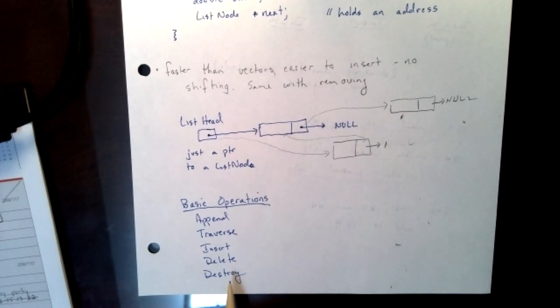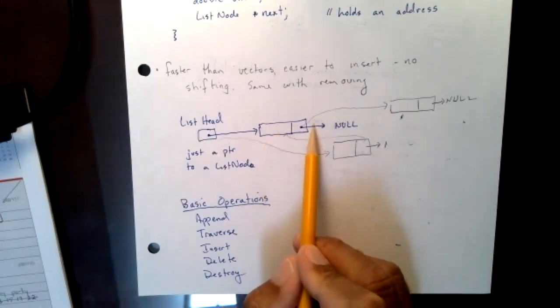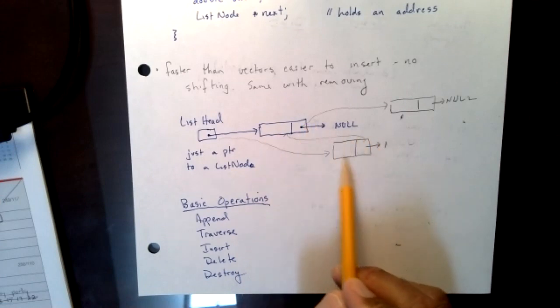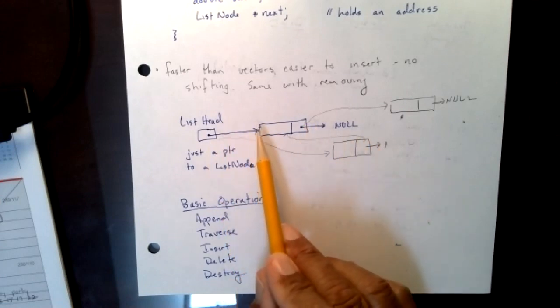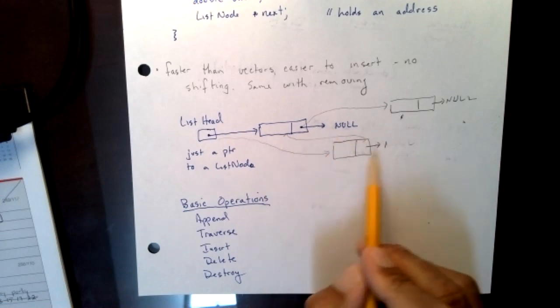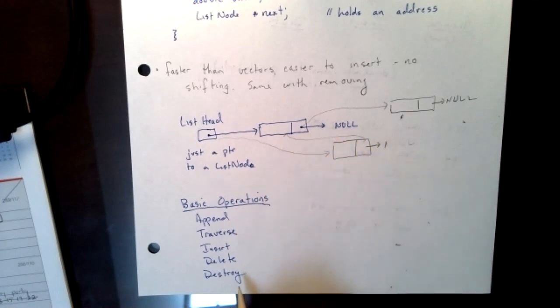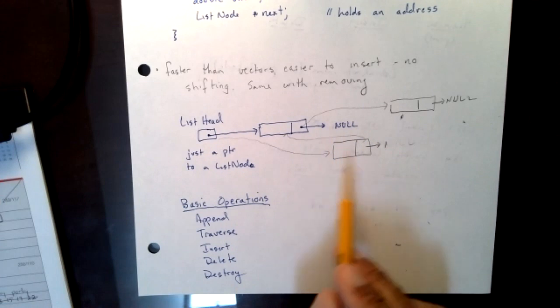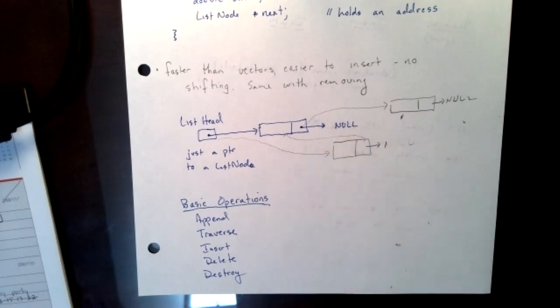Now, destroy isn't for the whole thing. The destroy would be, say I wanted to delete, let's say I want to delete this node. After I get the head pointer pointing to that one, I now need to free up this memory. So when we start to see destroy, it's going to be freeing up memory for us. Okay, questions?